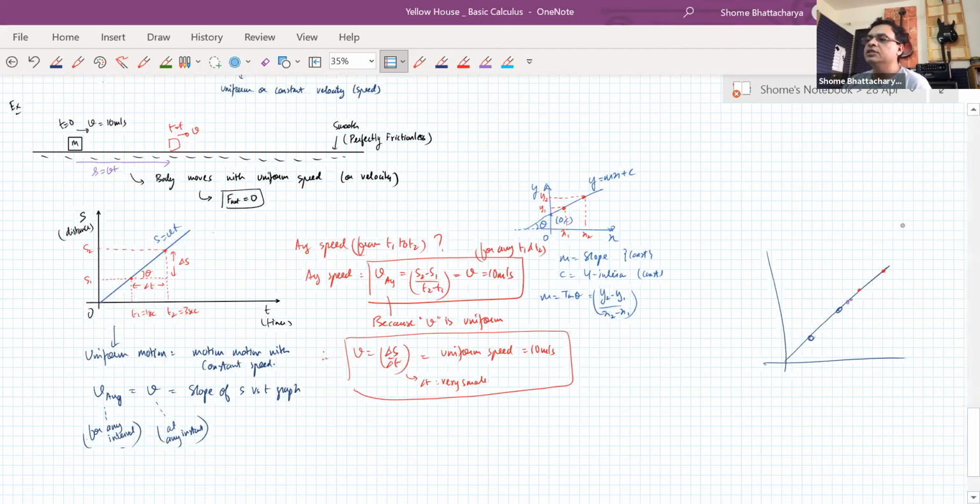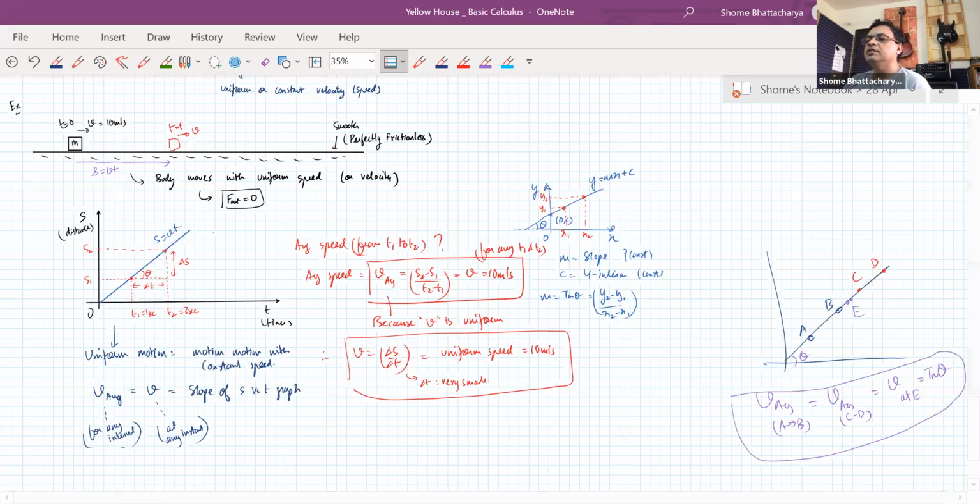Now, it's always going to be the same. It's going to be tan theta. So the average between A and B will be equal to the average between C and D. The average between any 2 points will be equal to the instantaneous value at any particular point E, let's say. So the average from A to B will be equal to the average from C to D, which will be equal to the instantaneous at E, which will be nothing but tan theta, which is the slope of the straight line.